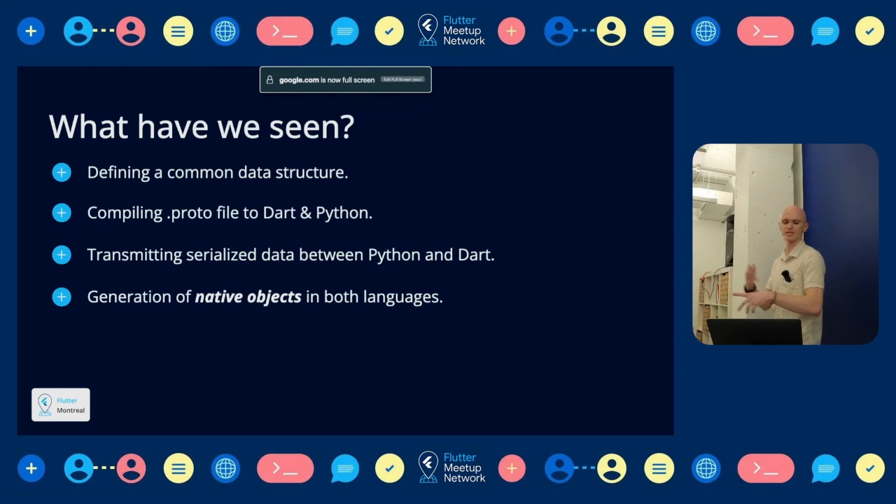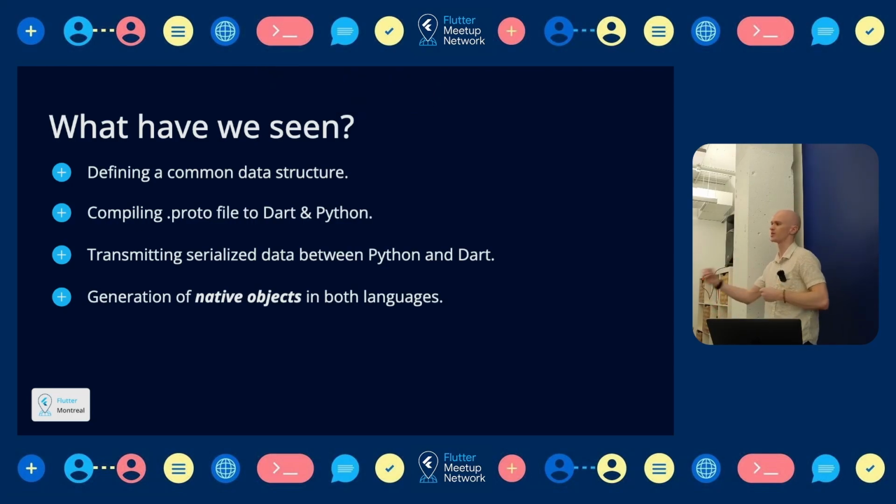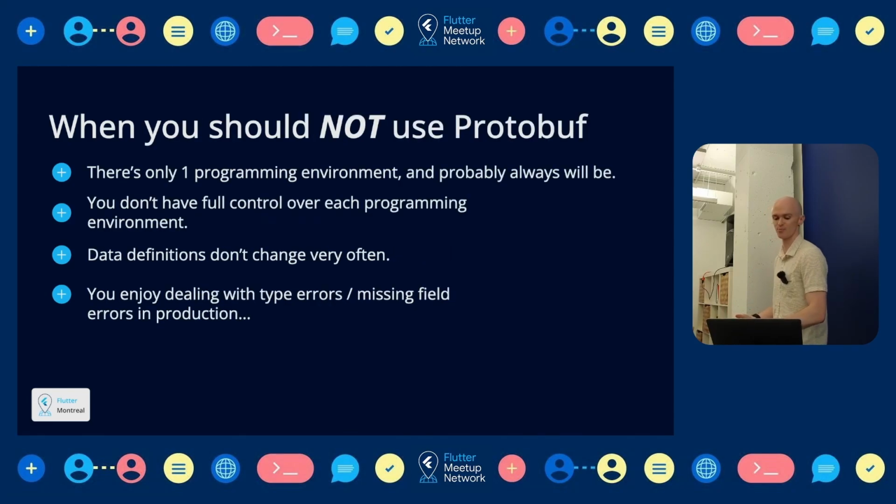Okay, so this is just reiterating what I had just said. We have a common data structure, a proto file, Dart, and Python, et cetera. And the key piece is that this is generating native objects for you. So you don't have to do anything special in your language. You just work with objects as you normally do, and you get these added benefits of being able to interact and communicate with other platforms.